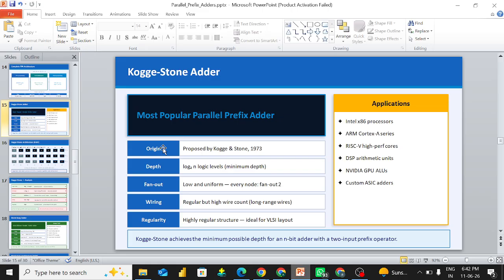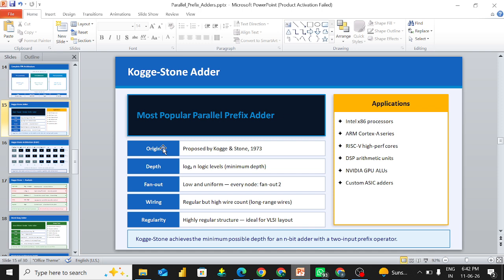So what does this operation do? As I explained, this operation is going to combine two neighboring blocks and produce a larger group. Like I said, it's going to combine the previous G and P signals with the present G and P signals, and it will form the group of those G and P signals, the G and P group of those neighbors.